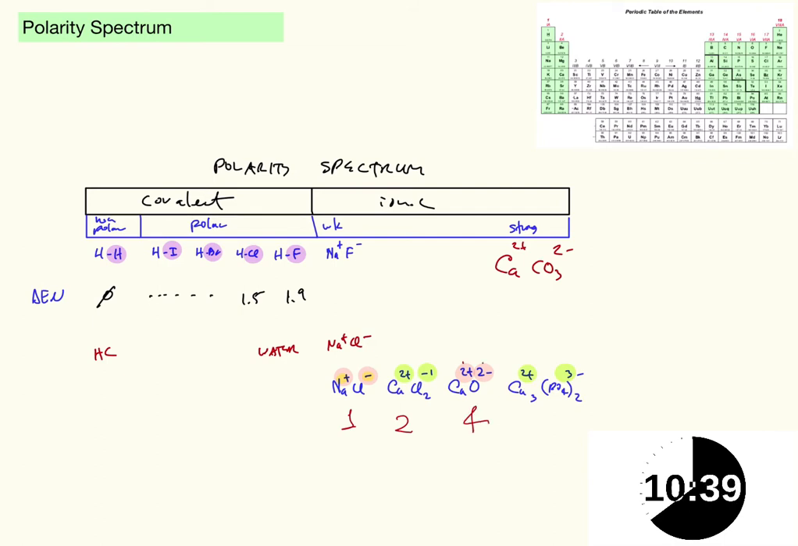And calcium phosphate is 2 times 3 is 6. And so just multiplying the charge on the cation and anion will give you a number, and normally the larger that number, the more strongly ionic.